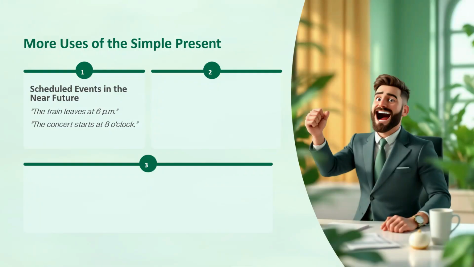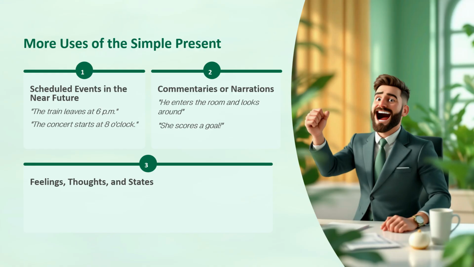The simple present is also used in commentaries or narrations. Examples: he enters the room and looks around. She scores a goal. These examples make the action feel immediate and exciting. Finally, the simple present expresses feelings, thoughts, and states, like I love chocolate, or he believes in honesty. These sentences describe emotions or beliefs that are generally true.